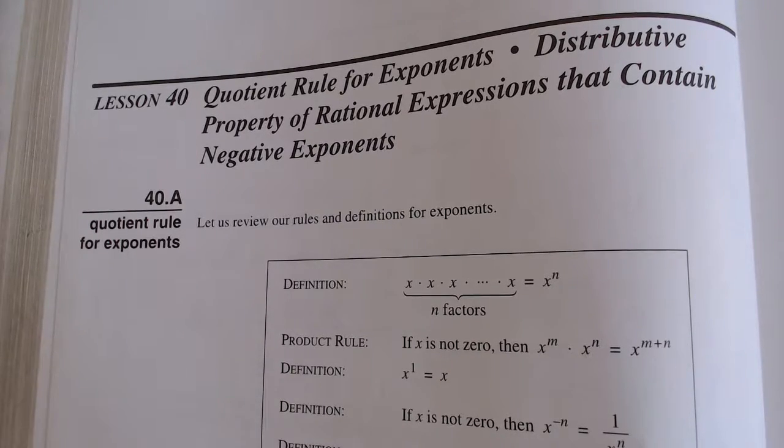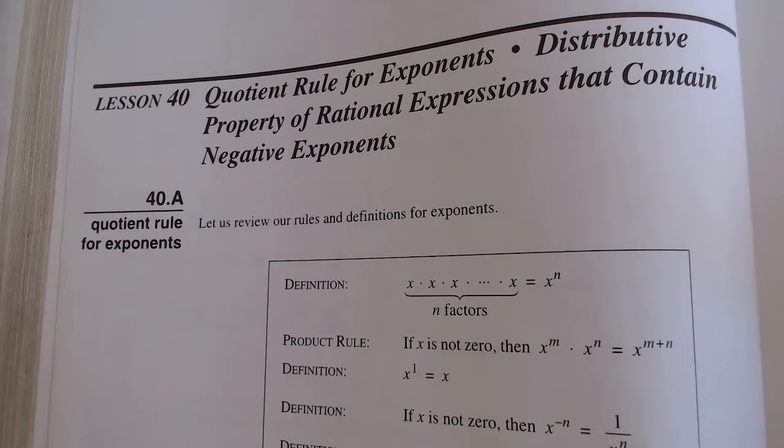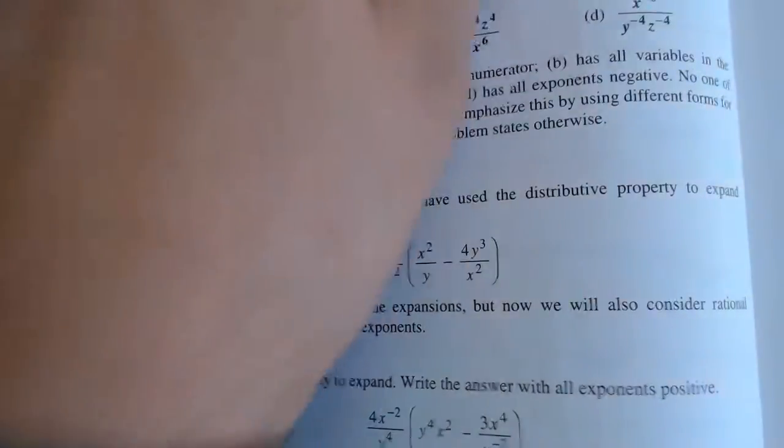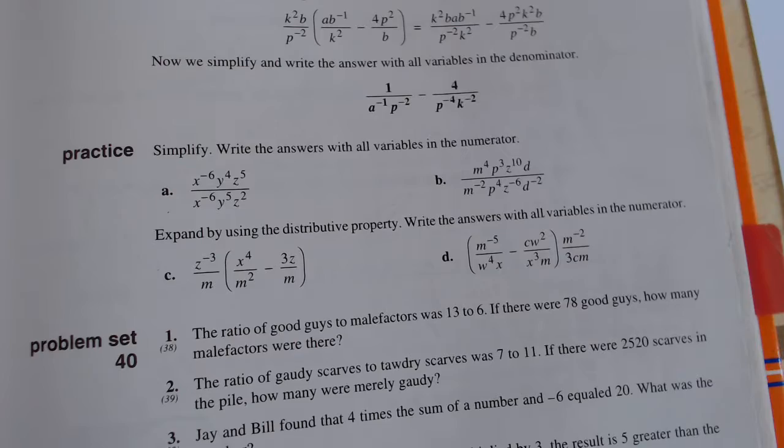Algebra 1, Lesson 40, Quotient Rule for Exponents, Distributive Property of Rational Expressions that Contain Negative Exponents. Alright, so this is going to be pretty similar stuff that we're just adding a little bit of extra complexity to. Again, the steps won't change, but the way that the problem looks will. It usually looks scarier than it is.